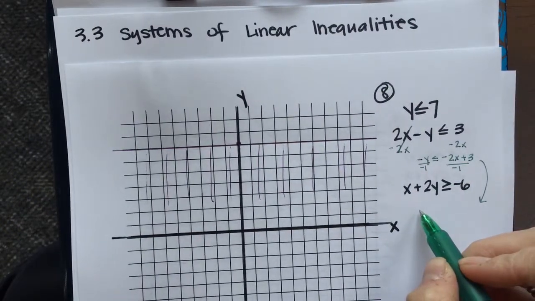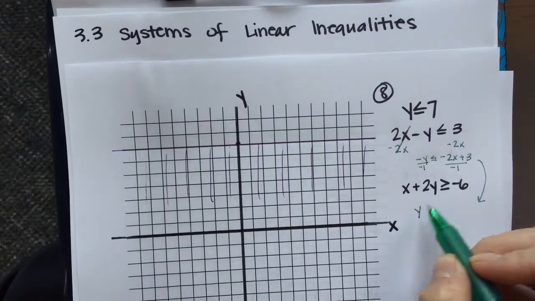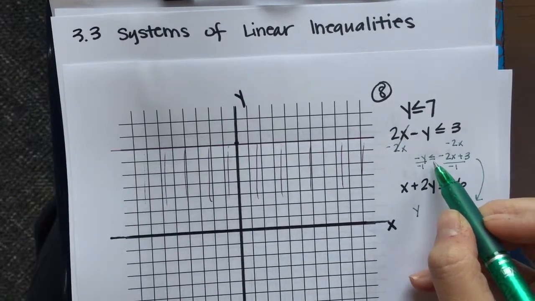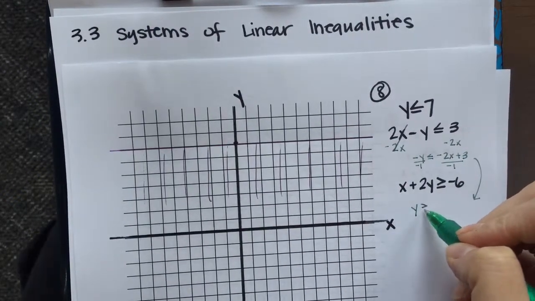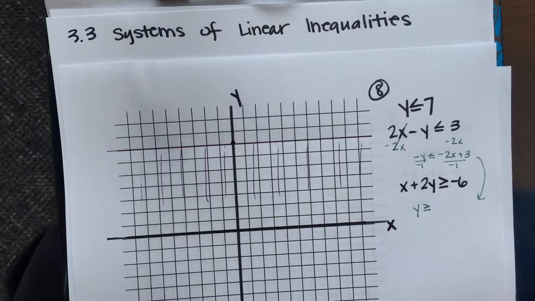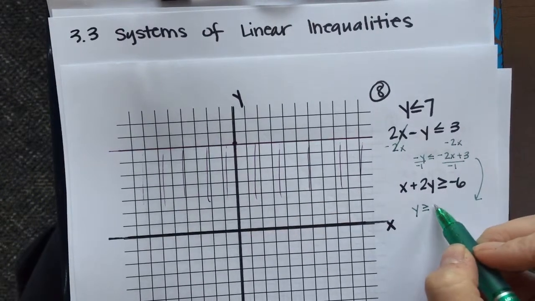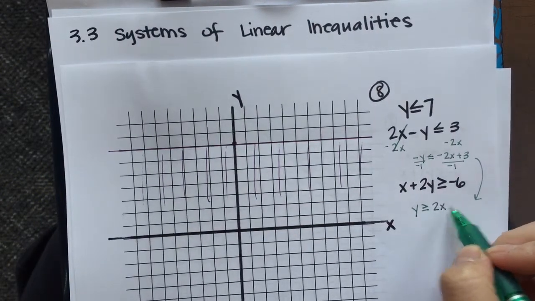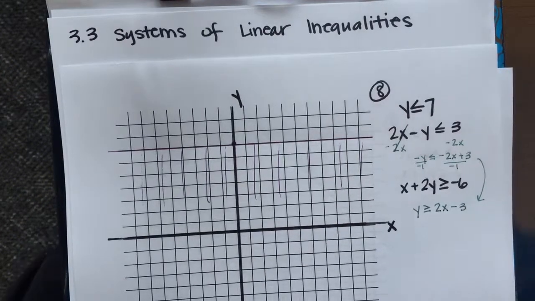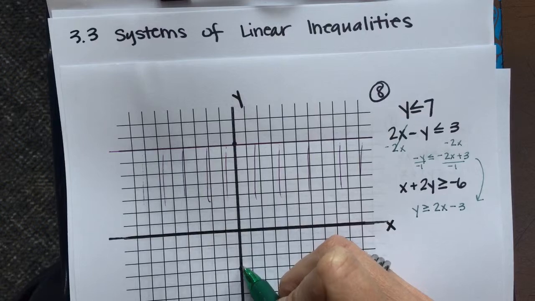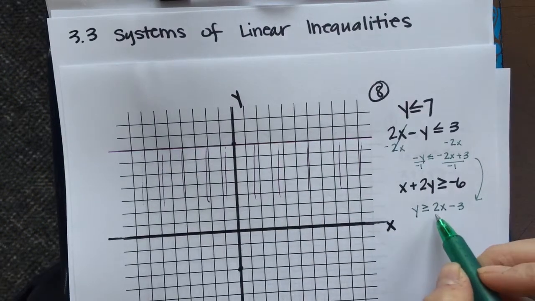So negative y divided by negative 1 is positive y. If you multiply or divide by a negative, you need to flip the inequality. So now it's greater than or equal to. Negative divided by negative is positive 2x minus 3. So this one has a y-intercept of negative 3. And the slope is positive 2.